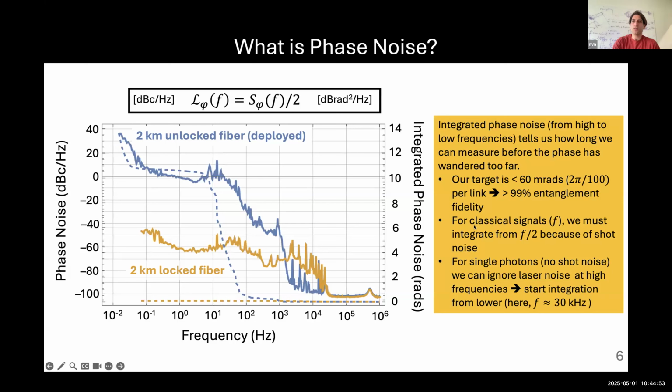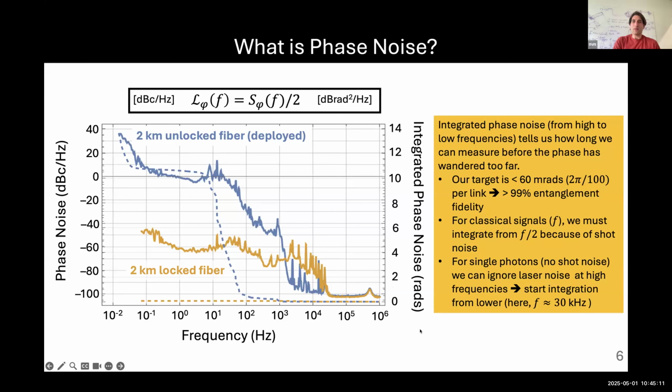And so for classical signals, it's important where we start and stop integrating. We typically integrate all the way to the Nyquist frequency, or f/2.